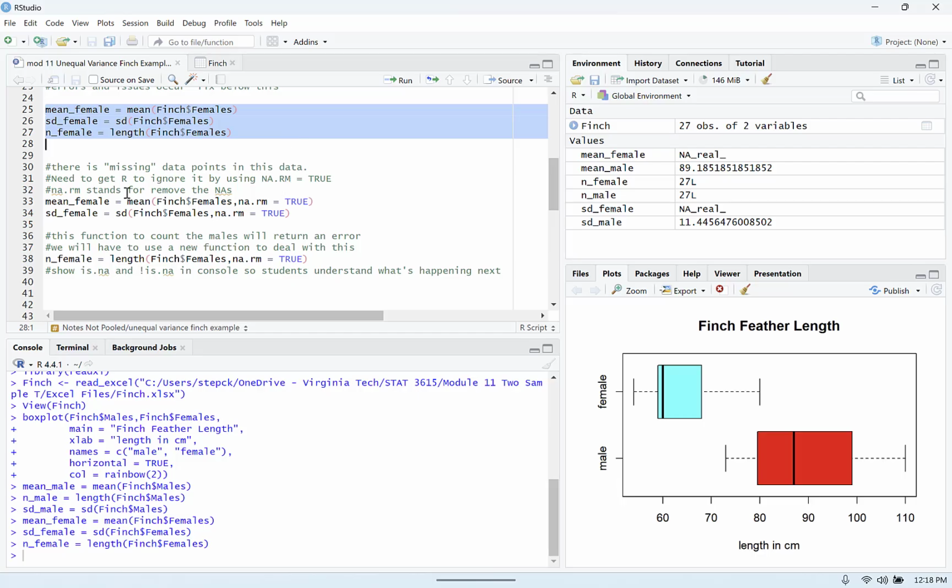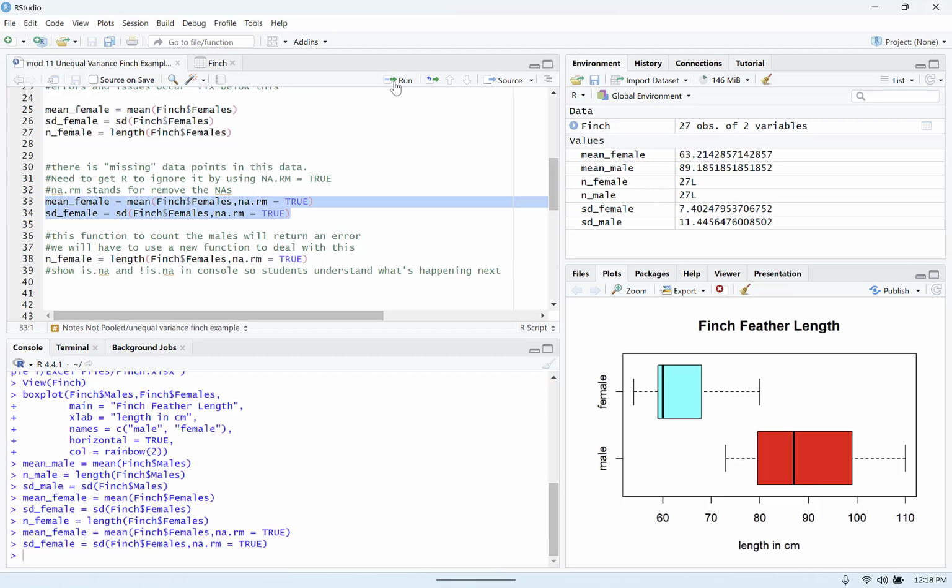And so we do that by doing mean of females is equal to mean of my data frame $ variable, comma, NA.remove equals true. So that will work for both the mean and the standard deviation. What's happening there is I'm telling R, calculate the mean and the standard deviation, but remove those NAs. So I'm going to go ahead and do that again. I'm going to run it, and those show up on the right.